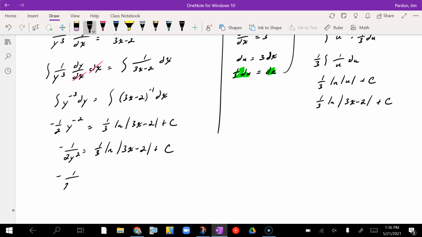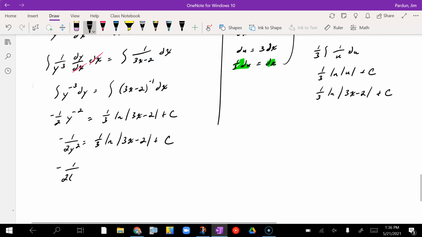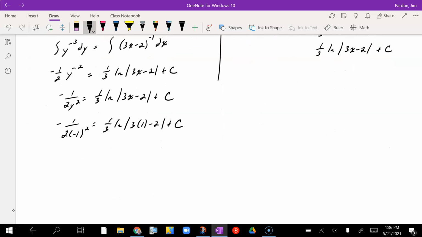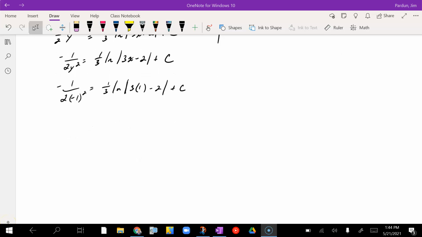So I'm going to say 1 over 2 times, I forgot the value, negative 1 squared is equal to 1/3 natural log of 3 times 1 minus 2 plus c. Is it 3 times 1? Yes. Okay, so this gives me negative 1/2 is equal to 1/3 times the natural log of 1 plus c. Okay, so now we're going to solve this for c. So this gives me negative 1/2 equals 1/3 natural log of 3 minus 2, which is 1, plus c.